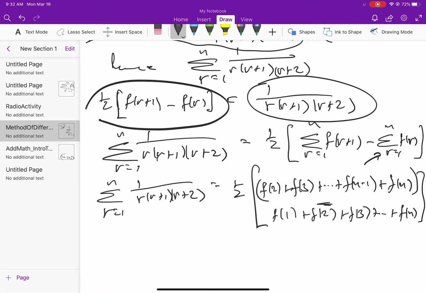What are the two common portions in the two brackets? I'm messing this thing up. This should have been, the second to last term is f of n.